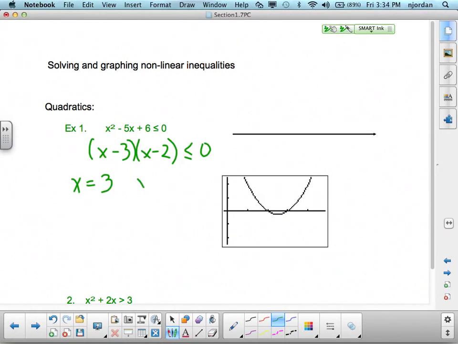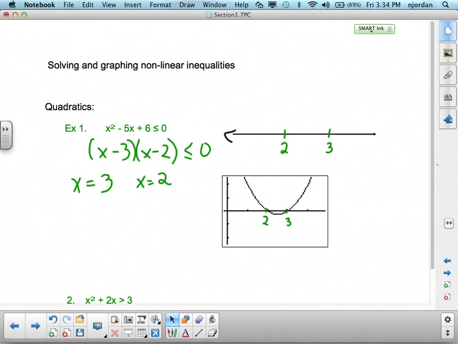So x equals 3 and x equals 2 are what are known as boundary points or your x-intercepts from the graph. So this in fact here was 2 and this was 3. Okay? Now algebraically on the number line what we want to do is test the intervals in which these boundary points fall. So I'm going to put 2 here and 3 here. Okay? Clearly from the graph we can see that the quadratic falls below the x-axis or less than or equal to 0, okay, between 2 and 3.